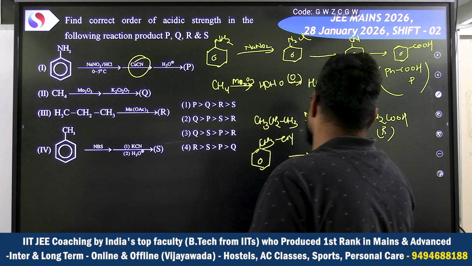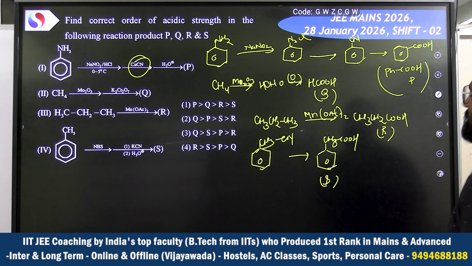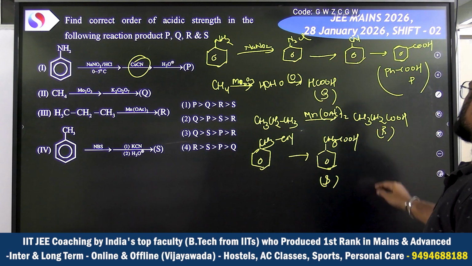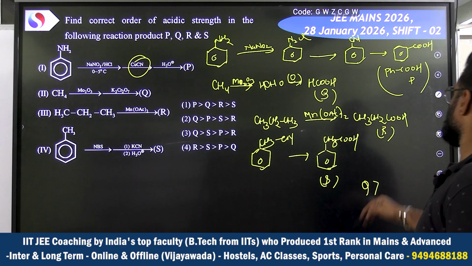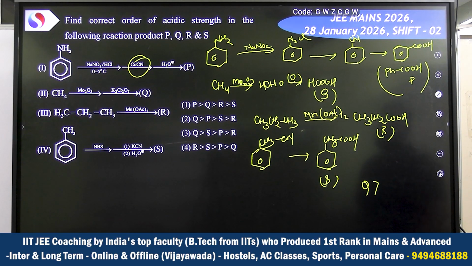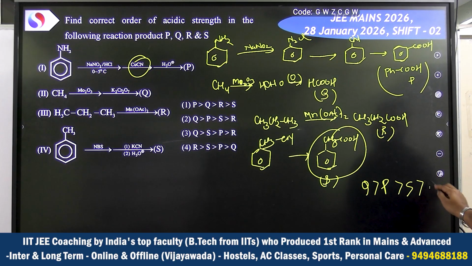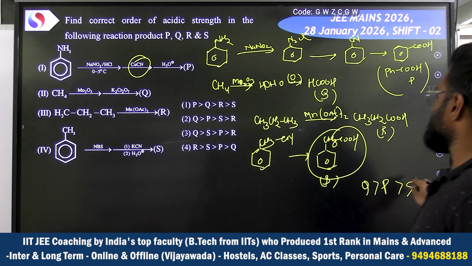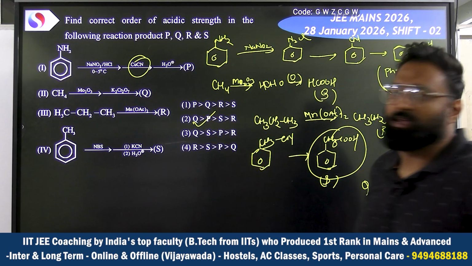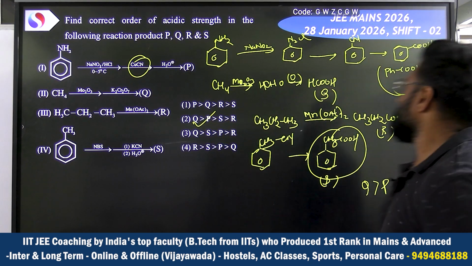This is our S. So obviously, which is more acidic? We need to make the order. So Q will be most acidic. Then after Q, P will be more acidic. Then which will be more acidic? Then obviously our acidic strength will be Ph-COOH, this S, and then R. So QPSR, QPSR, second option. This is the correct order for acidic nature.